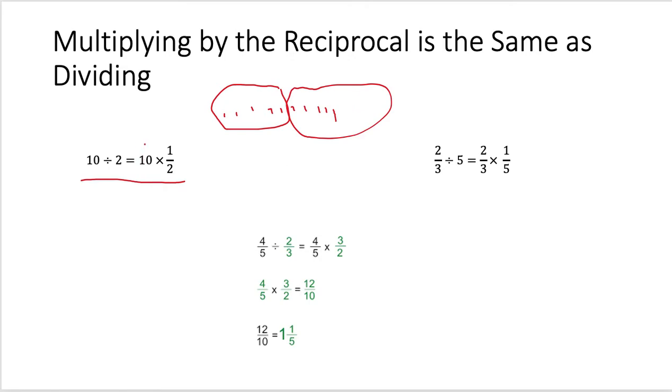Or we can do 10 times 1/2, which means 1/2 of 10. Same answer. We divided it into 2. Half is 5. So dividing by 2 is the same as multiplying by the reciprocal, or 1/2. So check out these other examples and copy them down into your notes. And then we'll do a couple together.